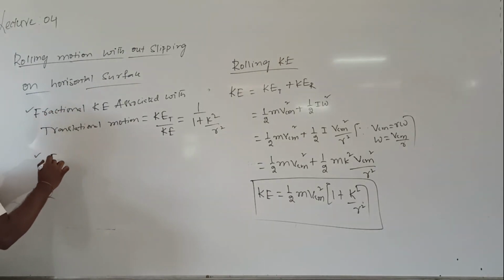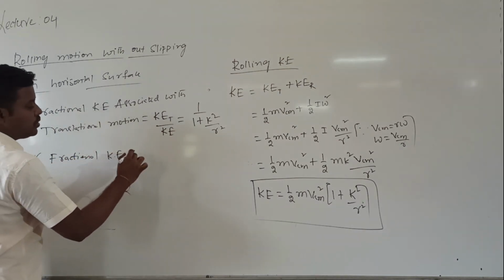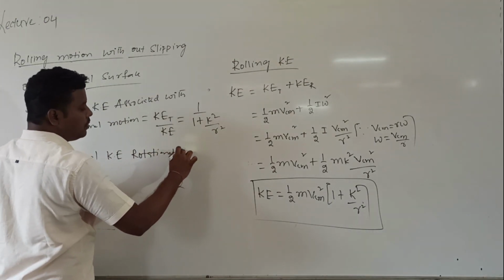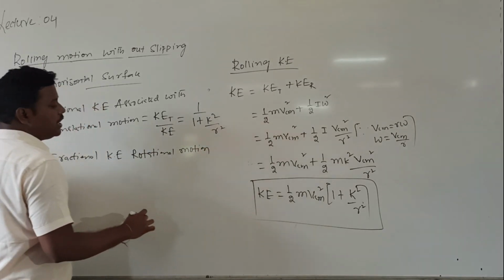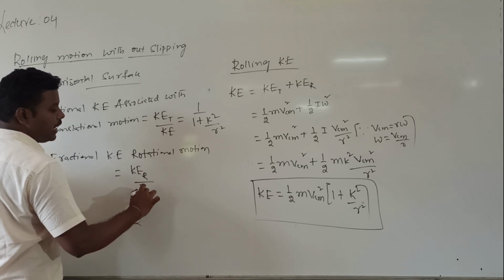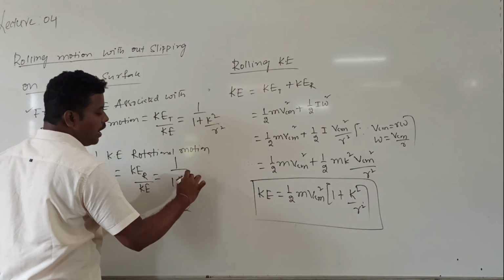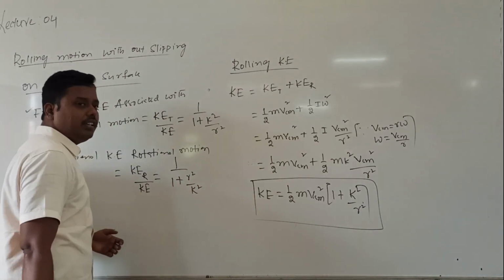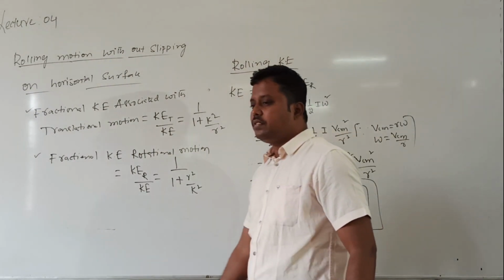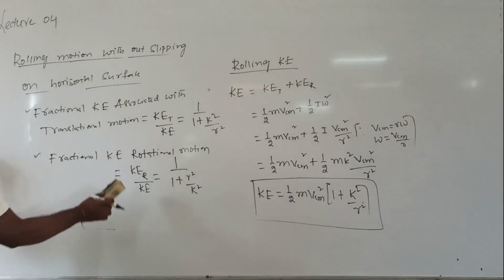Similarly, what is the fraction of kinetic energy associated with the rotational motion? So the fraction of kinetic energy associated with the rotational motion is rotational kinetic energy divided by rolling kinetic energy. After simplification we get 1 by 1 plus r square by k square. Understood these 2 points? How to calculate translational kinetic energy and rotational kinetic energy. Now here the body is moving on a horizontal surface.